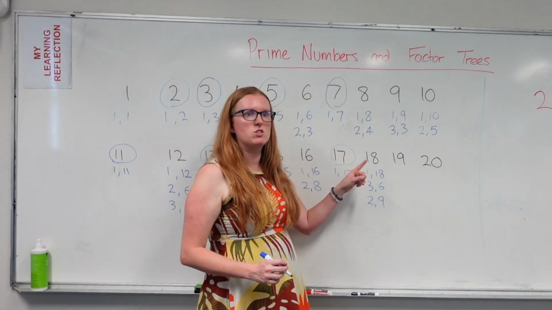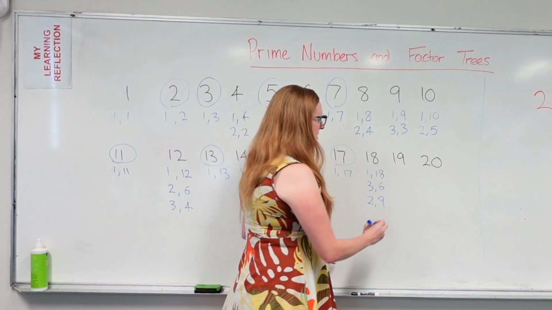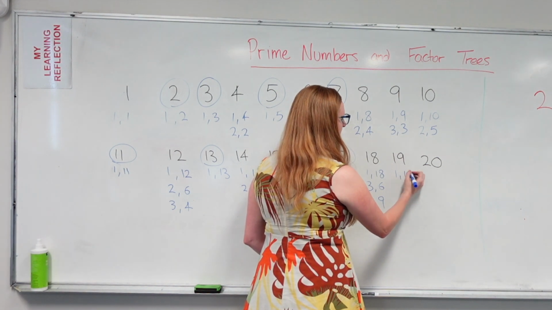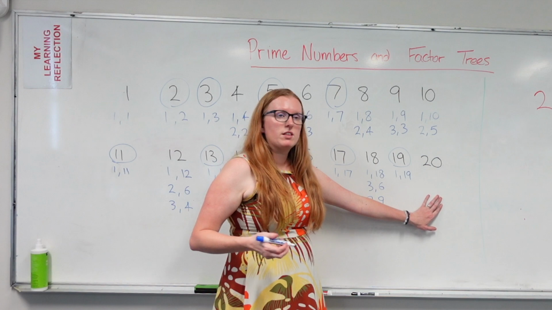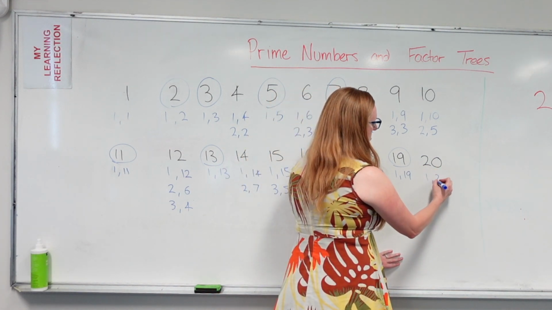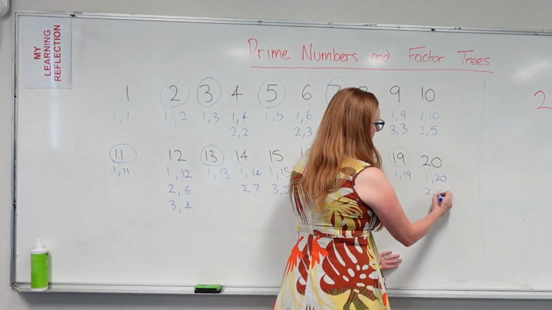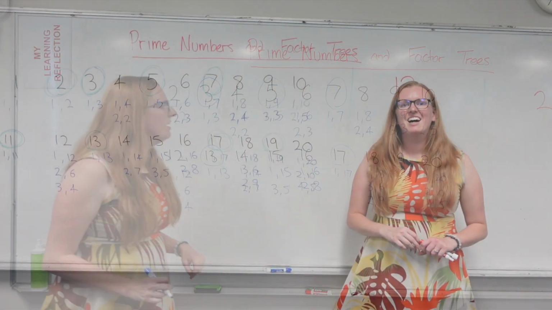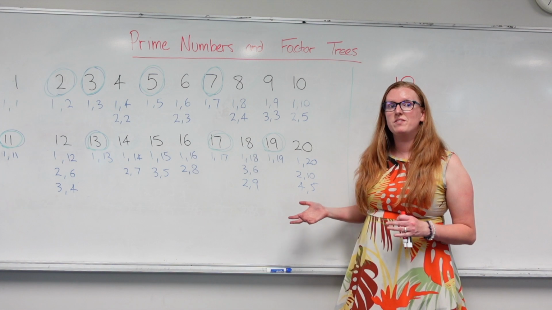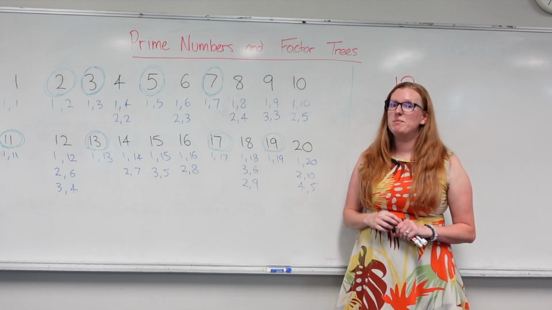So that means that it's not prime. And 19, I could go 1 times 19, and that is all, folks. And lastly, I've got the number 20. I could go 1 times 20, I could go 2 times 10, or I could go 4 times 5, which means it's composite.